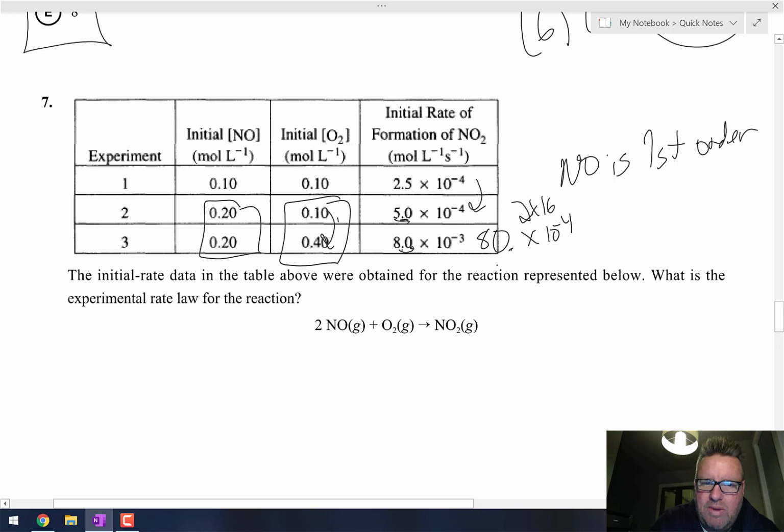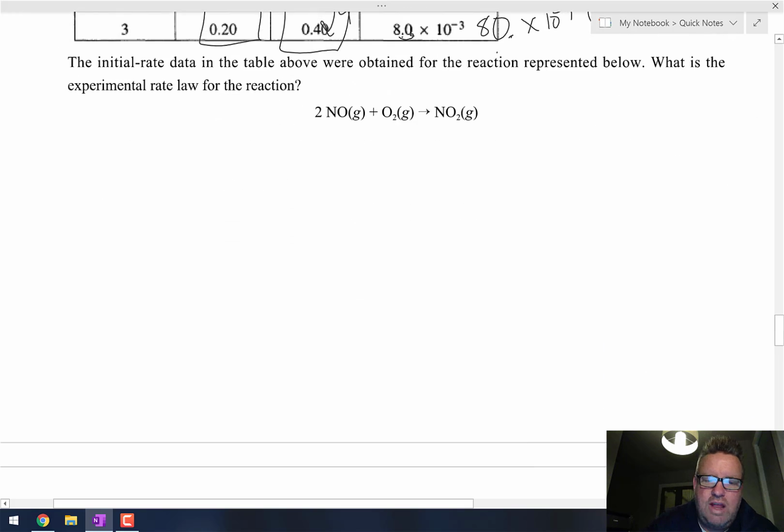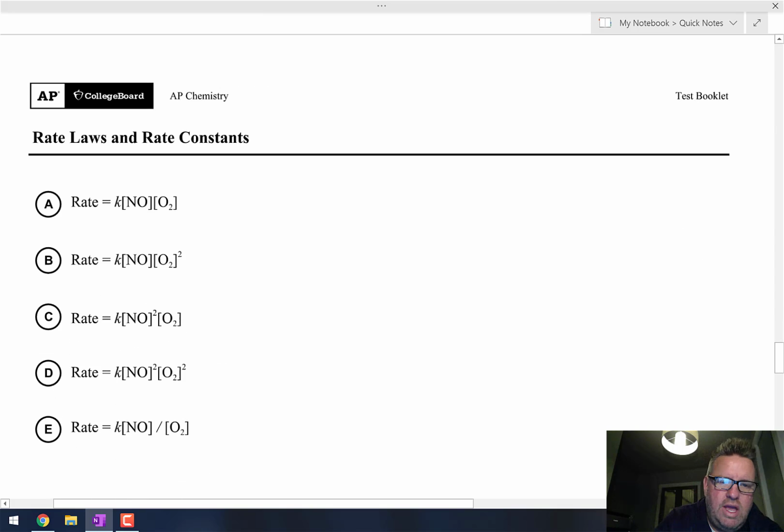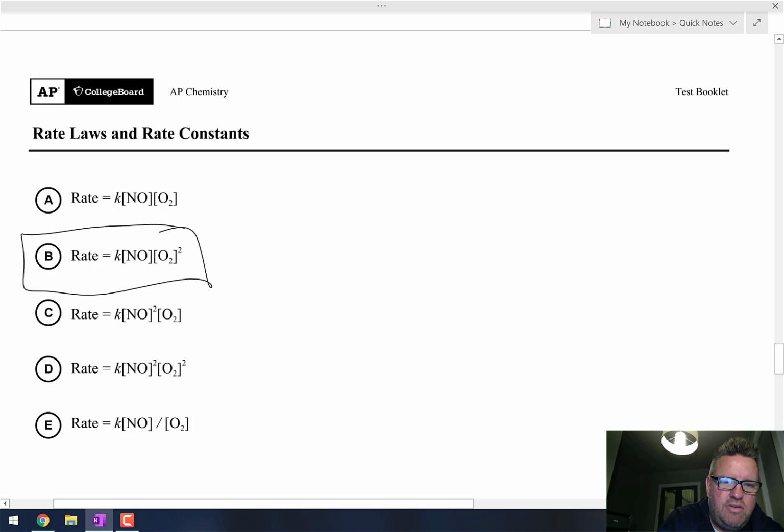So this goes up by a factor of 4. The rate's going up by a factor of 16. Again, 4 raised to what power equals 16? Obviously, 4 raised to the second power. So O2 is second order. So NO is first and O2 is second. Therefore, the correct answer absolutely must be B.